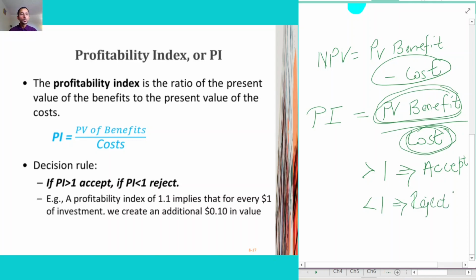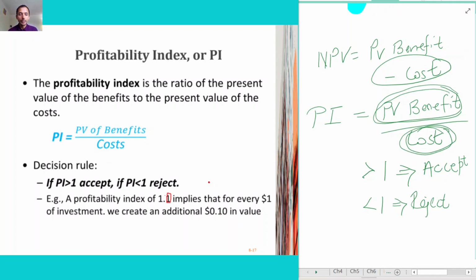So that is what it says here. Decision rule: if PI is greater than 1, accept. If PI is smaller than 1, reject. For example, a profitability index of 1.1 implies that for every dollar of investment, we create an additional 10 cents in value. So when you subtract 1 from your profitability index, 1.1 minus 1, that's 0.1. So you can tell 10%. That 10 cents for every dollar is like 10%. That is your return, or additional value created by that project.